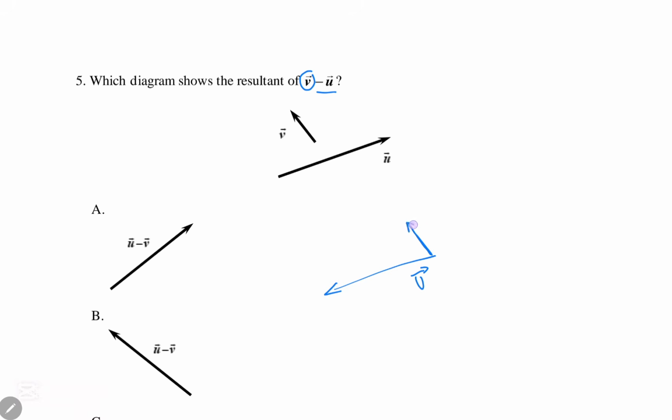Let me draw it more accurately. I have V and U. Then I apply the parallelogram method. So over here this would connect. And over here this would connect as well. So then I end up with here tails and tails. Here I end up with heads and heads. And I link it together to end up with something like this.